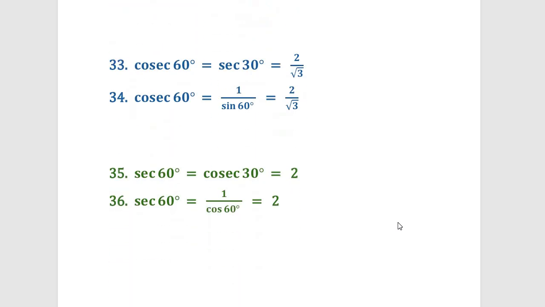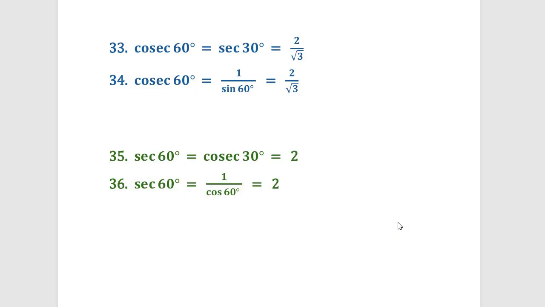Next formula 33. Cosec 60 degree equals sec 30 degree equals 2 by square root of 3. Cosec 60 degree equals 1 by sin 60 degree equals 2 by square root of 3. Next formula 35. Sec 60 degree equals cosec 30 degree equals 2, and 36 is sec 60 degree equals 1 by cos 60 degree equals 2.